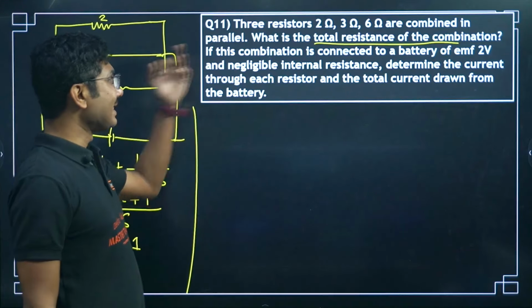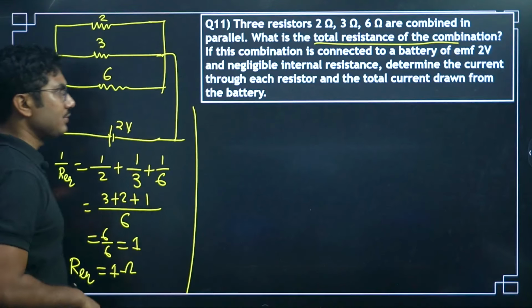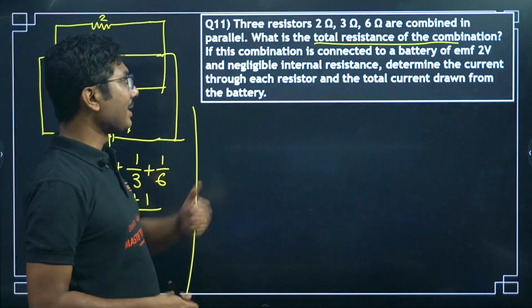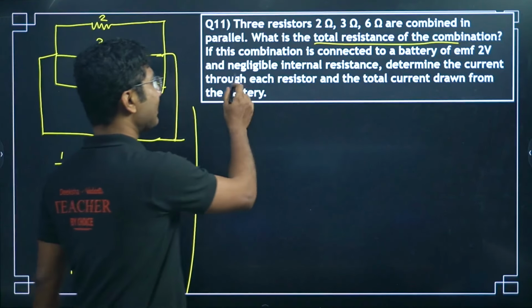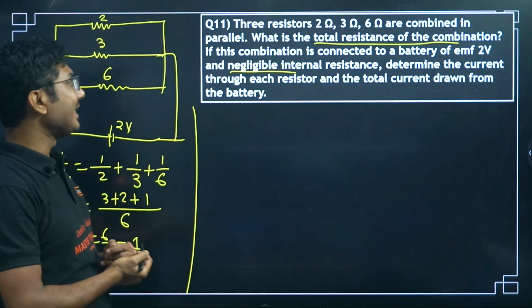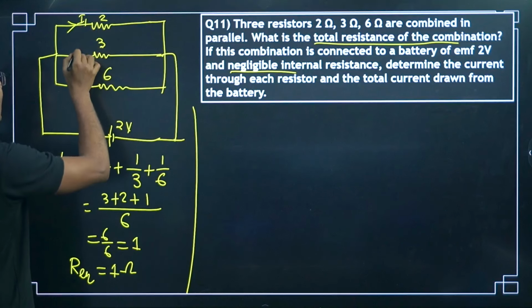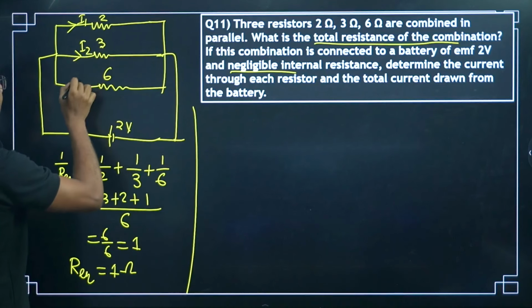Next, this combination is connected to an EMF of 2 volts. So, the battery EMF is 2 volt. Negligible internal resistance, so internal resistance you do not need to consider. Determine the current through each resistor. So, what is the current through each of them? Say this is I1, I2, I3.